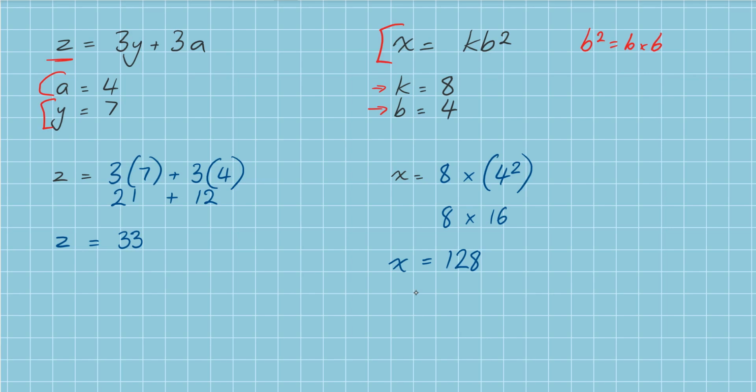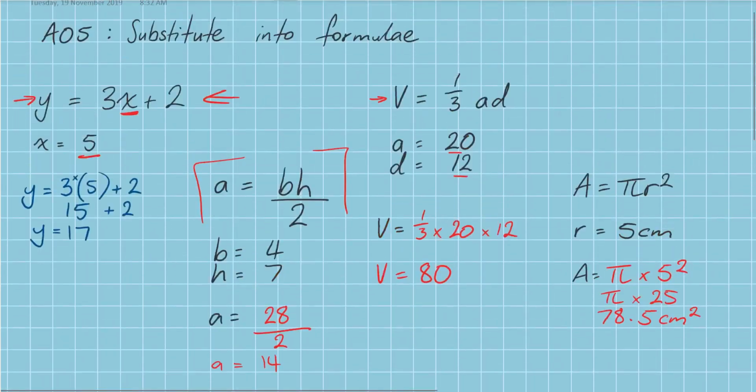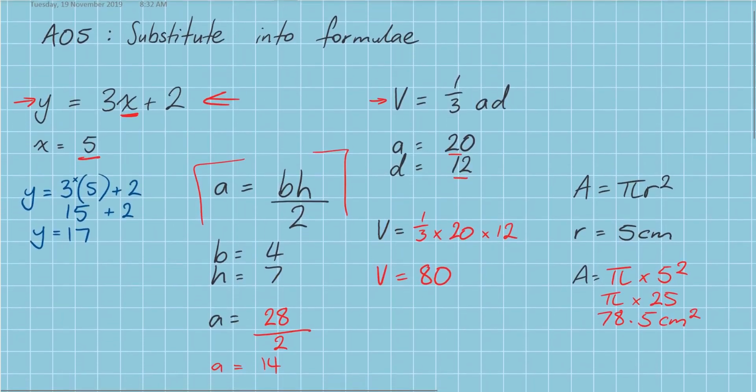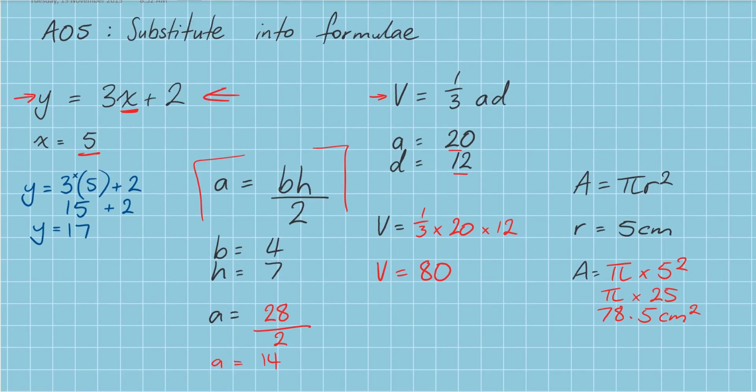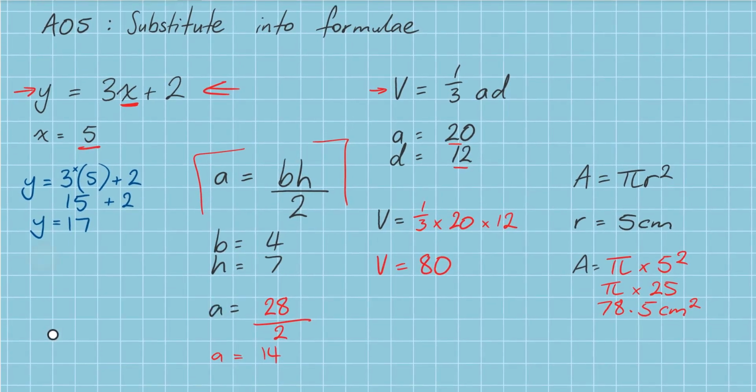If you weren't, go back, review my steps, maybe go back and review the stuff that's up here. You could always have a talk to someone else in the class, get them to try a couple of examples with you or discuss it. Or you could always come and have a talk to me about it as well. That was AO5, that's substituting into formulae. Like I said, a really useful skill to have.